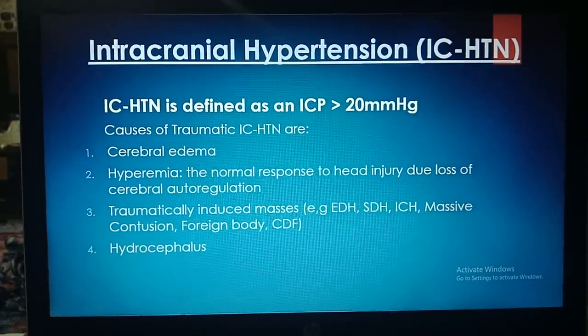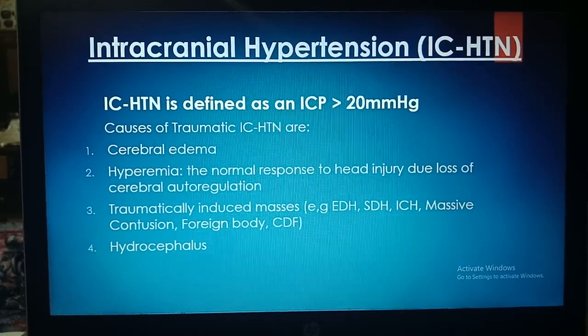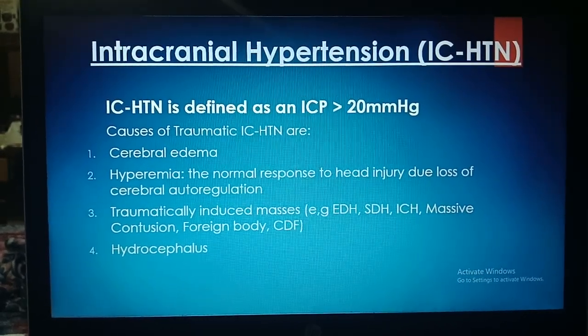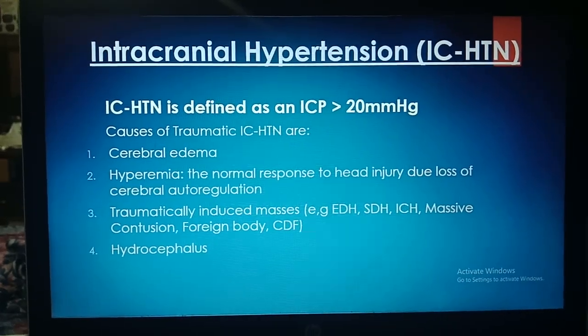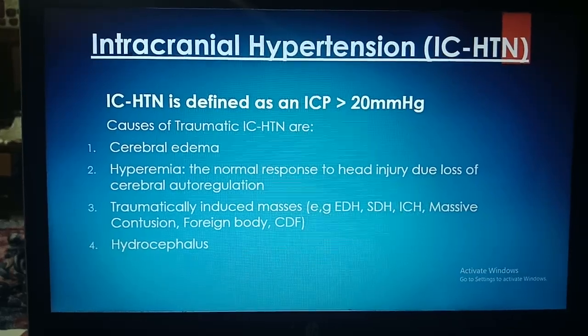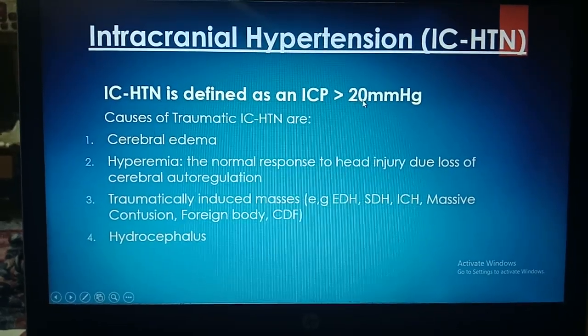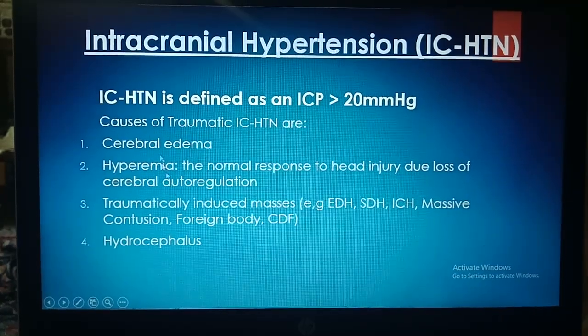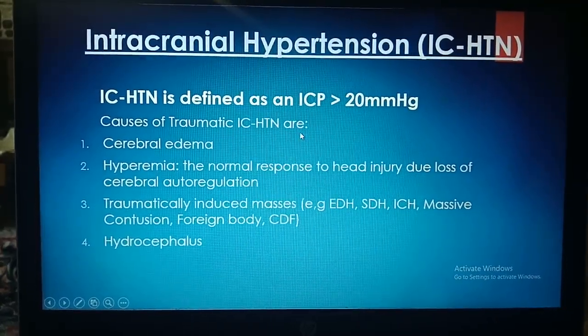Now that was about the intracranial pressure. Now what is intracranial hypertension? As I already mentioned, the normal intracranial pressure is less than 10 to 15 millimeters of mercury. Intracranial hypertension is defined as an ICP of more than 20 millimeters of mercury. Now these are the causes of traumatic intracranial hypertension.